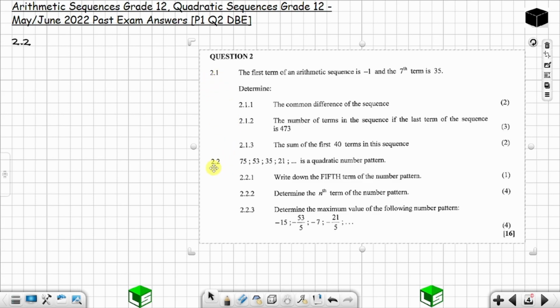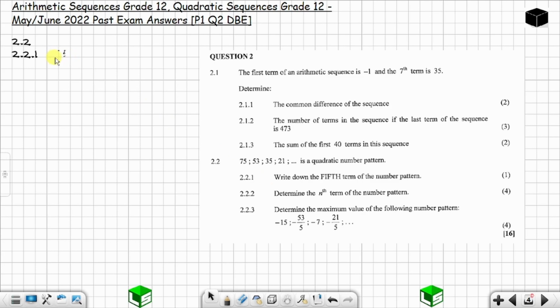Okay, question 2.2. So you have this quadratic number pattern, and 2.2.1, write down the fifth term of the number pattern. You need to write what? T5. Write down the fifth term of the number pattern. Okay, the question is 1 mark. 2.2.1, right? You need to write down the fifth term of the number pattern. You need to write T5. So this is the number pattern that you are given.